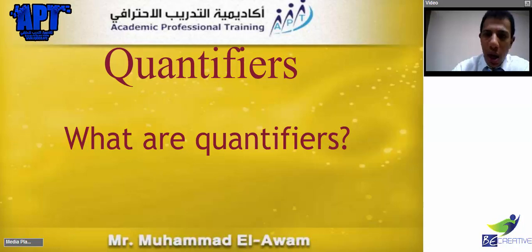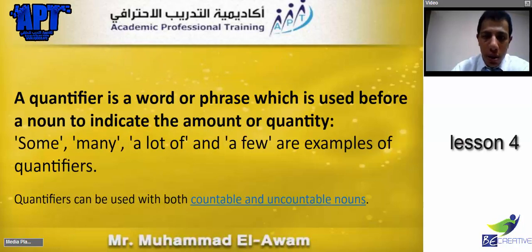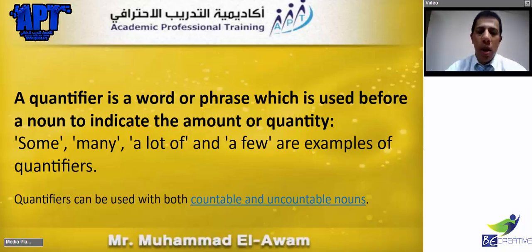What is a quantifier? A quantifier is a word or a phrase. A word, one word, or a phrase, like a sentence, which is used before the noun to show, to make us understand the amount or quantity. Some of the quantifiers we know are some, many, a lot of, and a few. All these are examples of quantifiers.